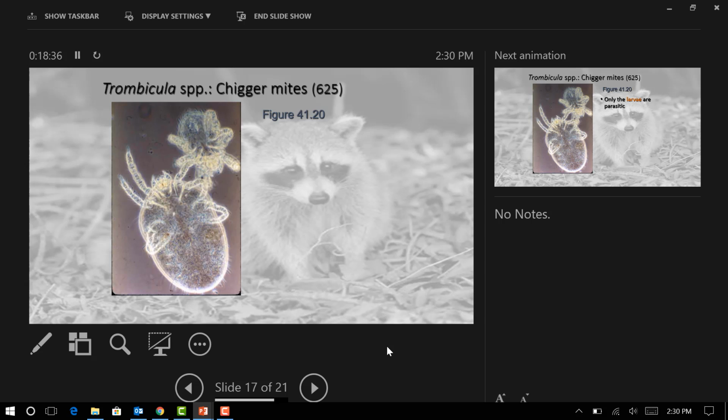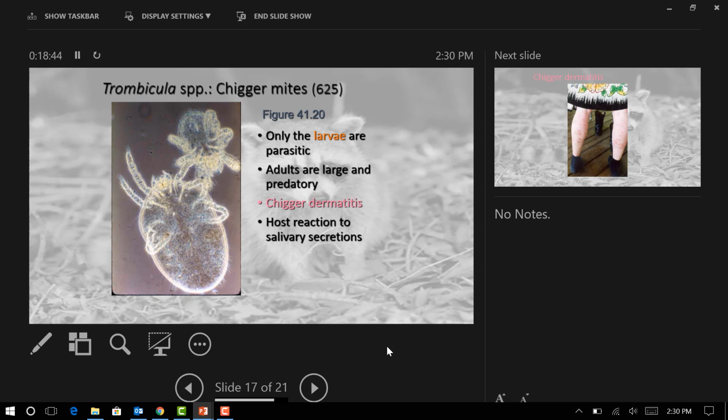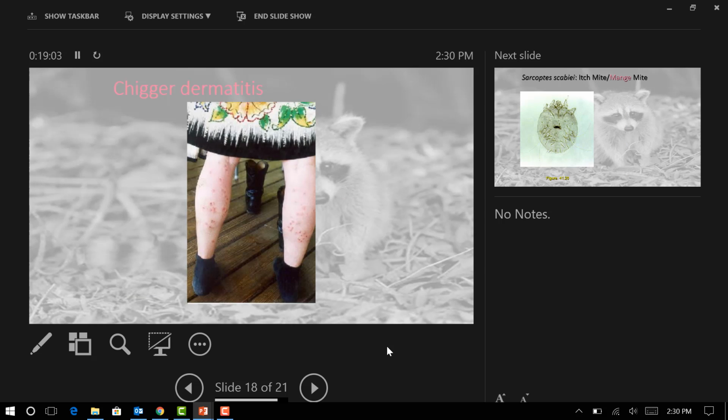Trombicula, chigger mites. So only the larvae are parasitic. The adults are large, and these cause chigger dermatitis. And so the larvae burrow underneath the skin and feed. And as they do, our immune system reacts to their presence and triggers the inflammation known to a number of parasites. That is somebody with chigger mites. And so you could see in each one of those sources of inflammation, there's probably one or a couple of these mites, Trombicula species.